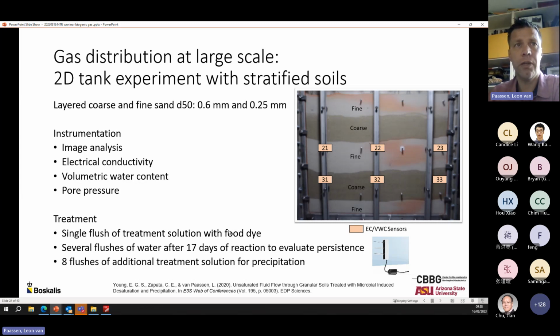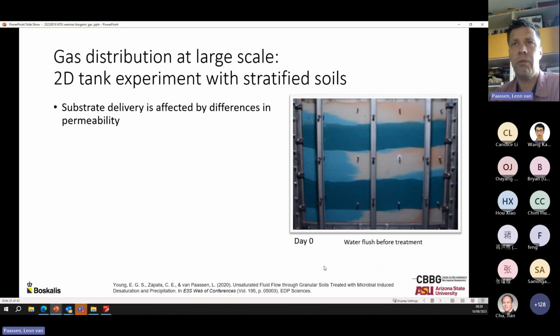And first we did a single flush where we added some food dye to the liquid to follow where the liquids would flow through the domain. Afterwards, we did one treatment with food dye, and then we did several flushes of water to check the persistence under heavy groundwater flow, lateral flow. And after that, we did 8 additional flushes to look at what would happen if we would try to cement this heterogeneous soil profile. So what you see here is just a flush of water going into the tank.